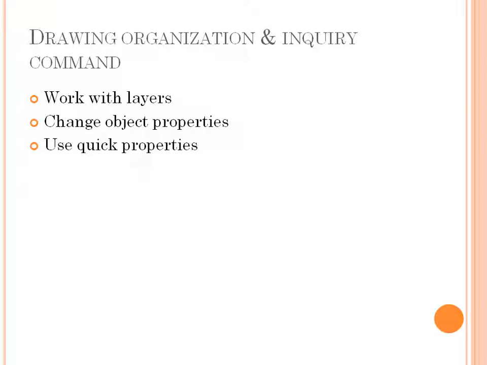Once we have organized the objects with layers, next we will talk about how to change object properties, for example line thickness, line shape, and also the colors, using the object properties. Properties can be of two kinds. One is using the properties panel, and the second is to use quick properties.